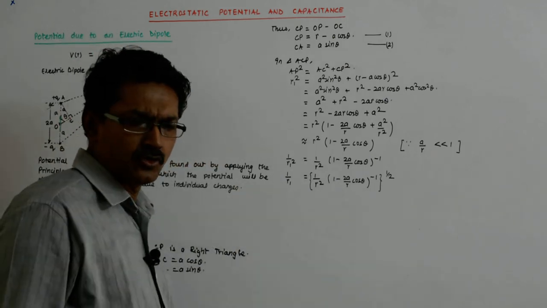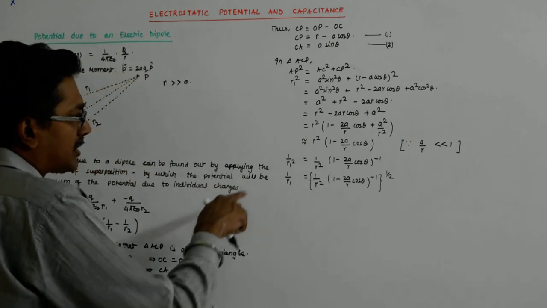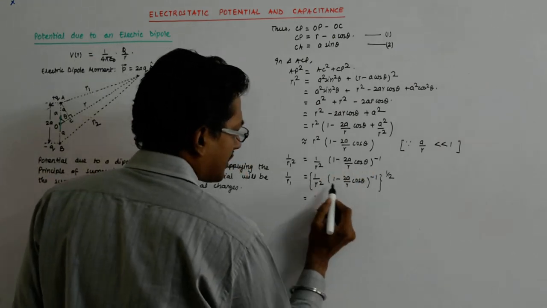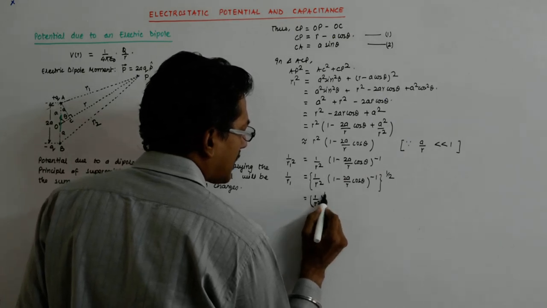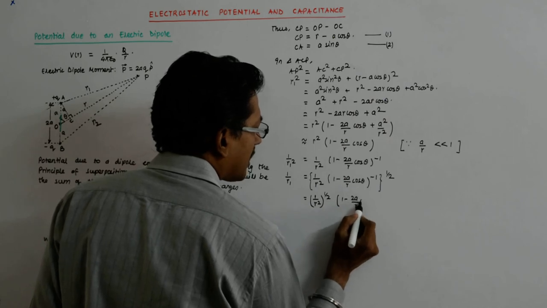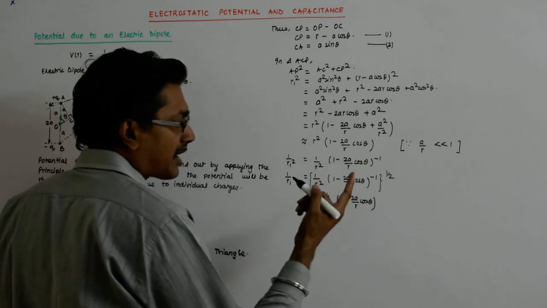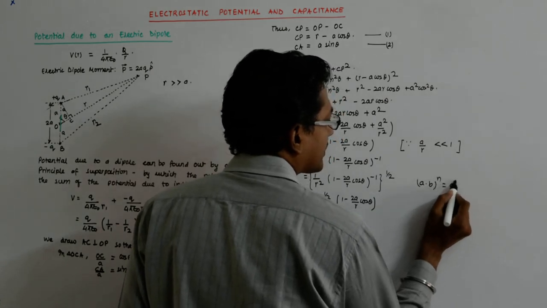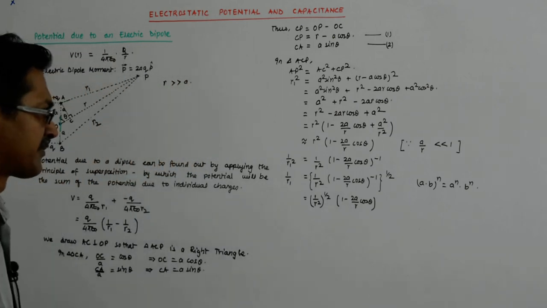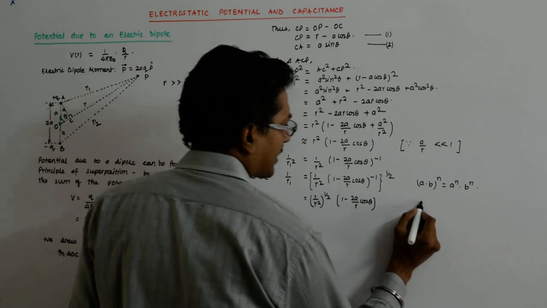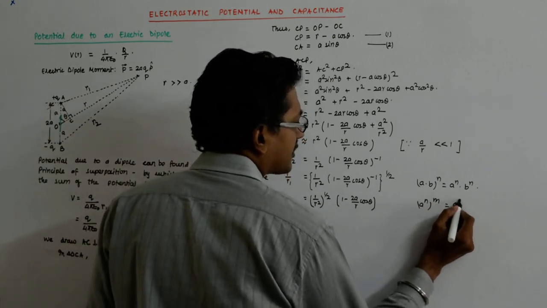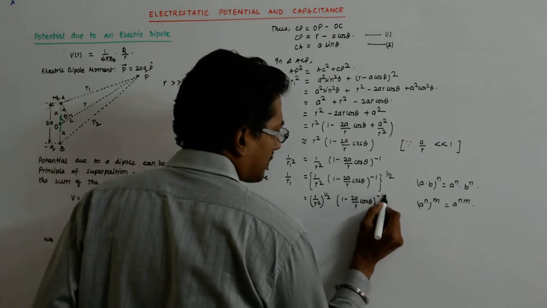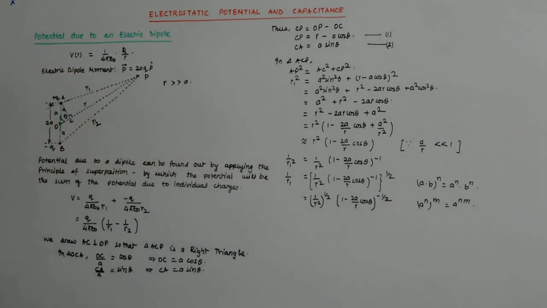I raised both the sides to the power half, the left hand side became 1 upon R1 square to the power half, so it made this 1 upon R1, and this is how it is. And this means it is equal to 1 upon R square to the power half into 1 minus 2a upon R cos theta to the power minus 1 to the power half. So what happens? What formula did I apply here? A into b to the power n is a to the power n into b to the power n. Is it not? And here I am applying this to the power that. So a to the power n to the power m is a to the power nm. Okay? So this becomes this to the power minus half. Okay?